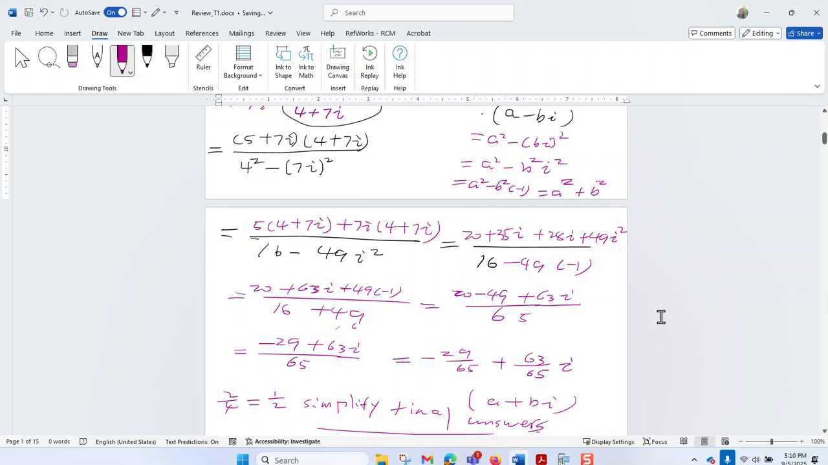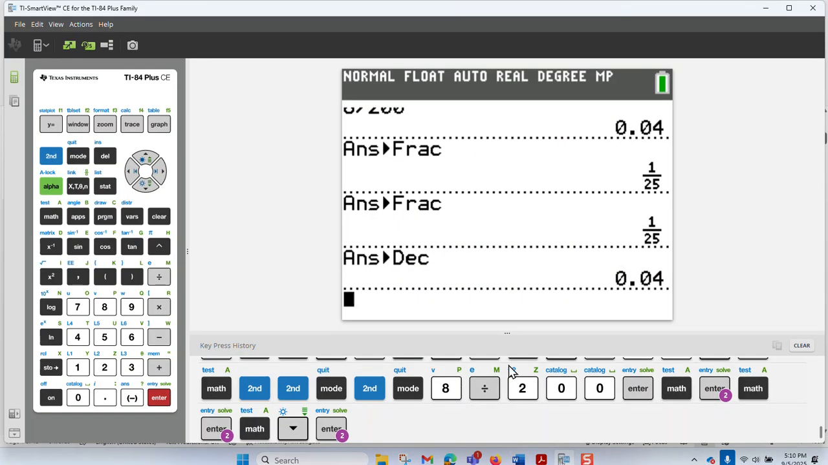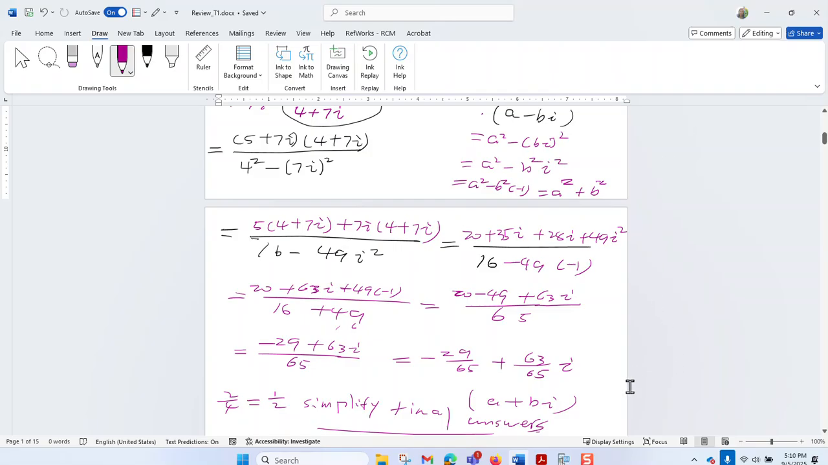Okay, and if you don't like to simplify by hand, as I said earlier, you can type it in here, and it will show you how to simplify in a calculator. Okay. Any questions?